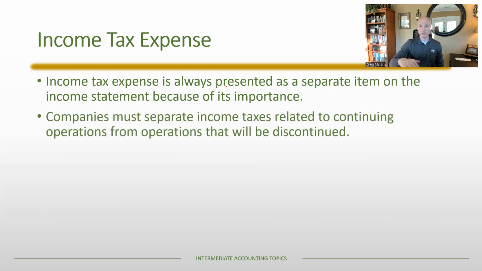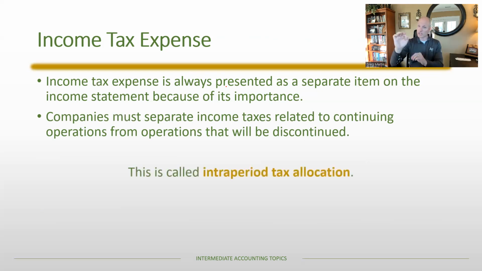If you do have discontinued operations, you do need to make sure that you separately identify the income tax expense related to ongoing activities or continuing operations, and the income tax expense related to our discontinued operations. They do need to be separated. And that separation is called intra-period tax allocation.